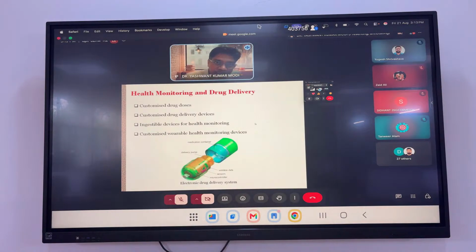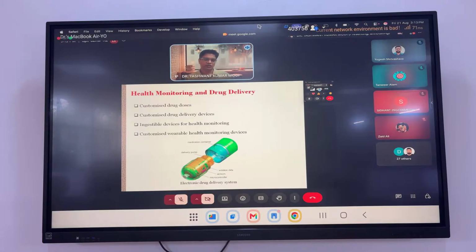Another category is health monitoring and drug delivery. 3D printing is also useful in this particular area by providing customized drug doses. By using this 3D printing technology, we can create a customized dose of the drug, or we can fabricate specific tablets with specific composition. Whereas we know that pharmaceutical companies produce in specific compositions only, but here we can customize the doses.